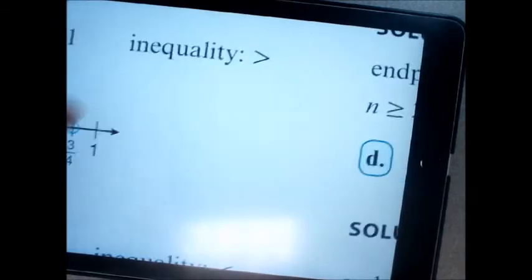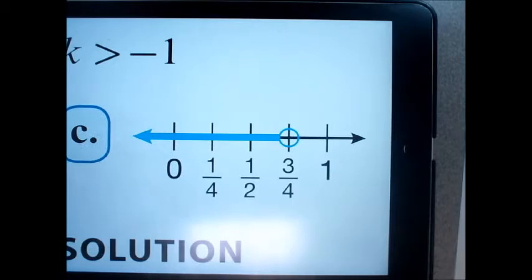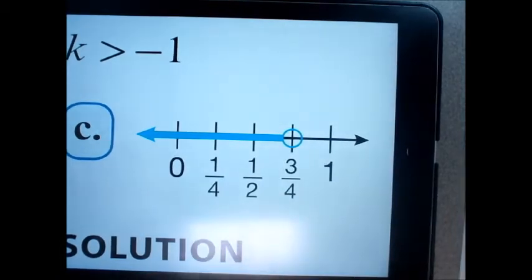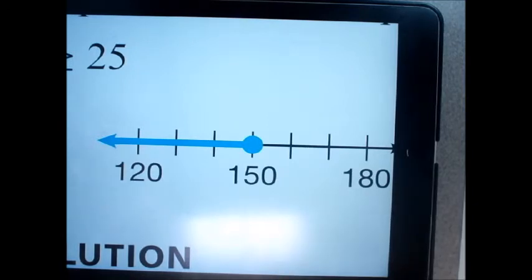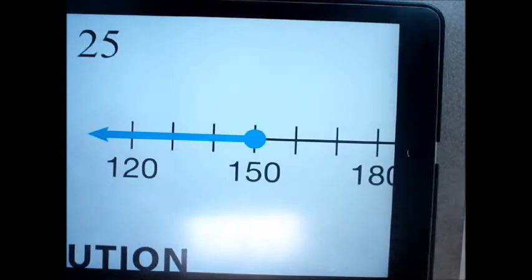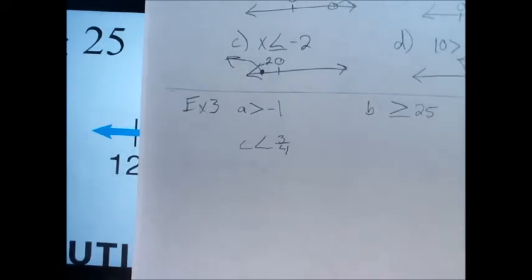Next one is C. These are fractional. So I'm going to use again the letter of it. So C is, it's going to the left, so it is less than. Inclusive or exclusive? Exclusive, good. And the number? 3/4. Okay? So the answer would be anything to the left of 3/4, not including 3/4. Looks like that. C is less than 3/4.